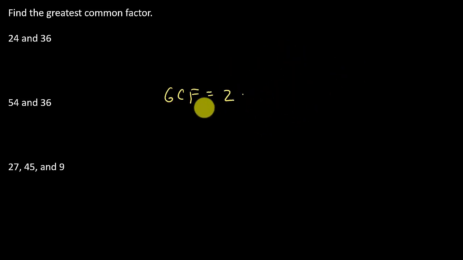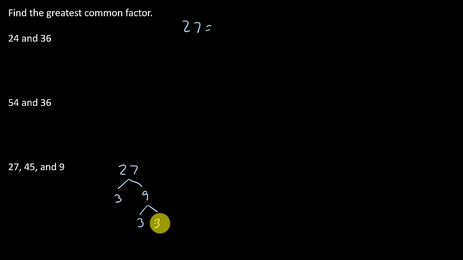Now, let's look at the last one. You can probably see that the greatest common factor here is 9, but let's go ahead and write it out. So let's look at the 27. 27 is 3 times 9, and then 9 is 3 times 3. And so 27 is 3 times 3 times 3.